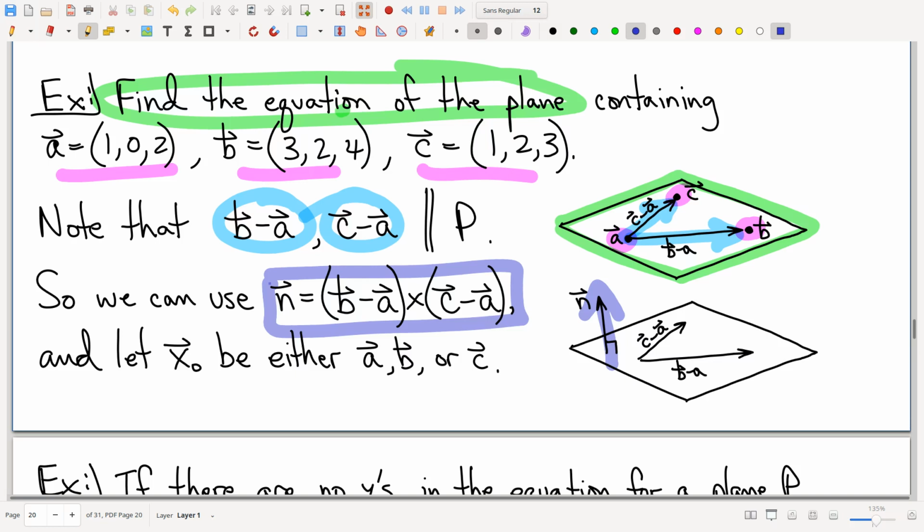Find vectors parallel to the plane. Crossing gives you something perpendicular to the plane. So you're going to use that lots and lots and lots as you're doing exercises for this section.